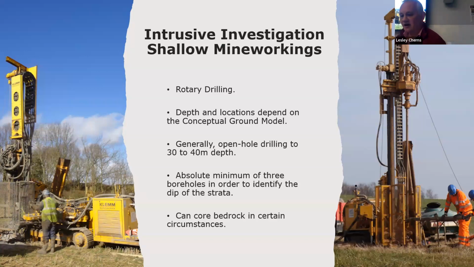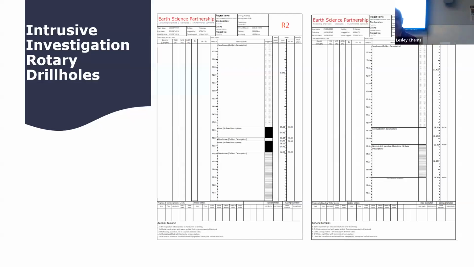Normally, we use what's known as open hole drilling, where you literally drill, you get chippings back at the surface and you can tell what you're going through. And if you hit voids, the drilling rods just drop. But we can core the bedrock in certain circumstances. And I have done that in a site in Bath above underground stone mine workings in an attempt to understand what the likelihood of subsidence was and collapse.